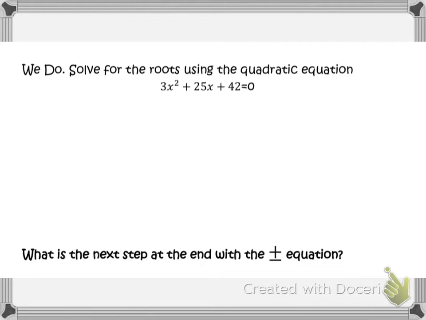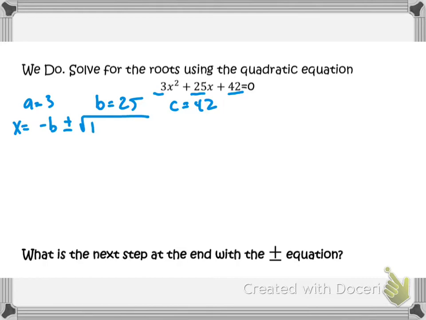Try to look at the first example. How do we start it off? That's right, we have to label our A, our B, and our C. So A is equal to 3, B is equal to 25, and C is equal to 42. These numbers are ginormous. Alright, so we're going to go ahead and write out the quadratic equation. X is equal to negative B, use your memory, plus and minus, square root of B squared minus 4AC over 2A.